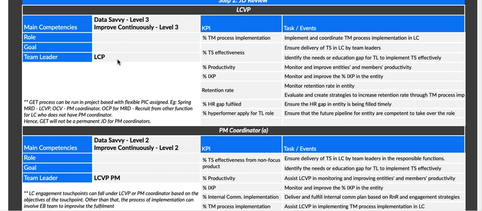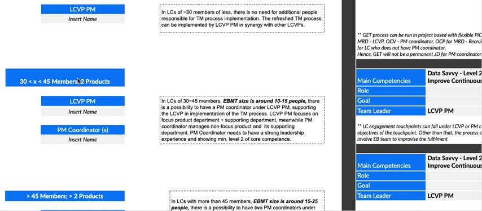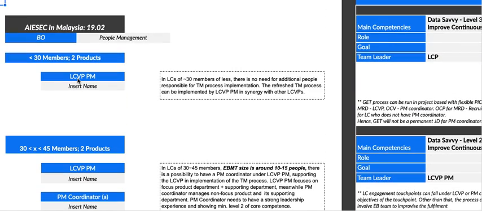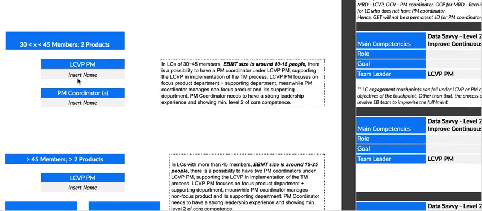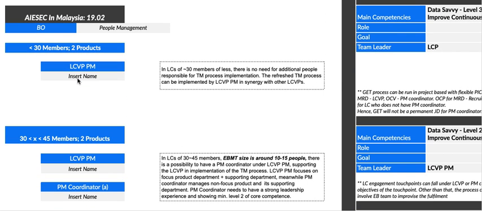Your direct team leaders would be your LCP, and there is a special note here for the GET process if you only have one person. Later I will explain it together with you. If you look at your own LC situation and your operation skill right now, you can categorize yourself into a few different categories. For members with less than 30 members and only two products, LCs like Kuching are running this structure right now.